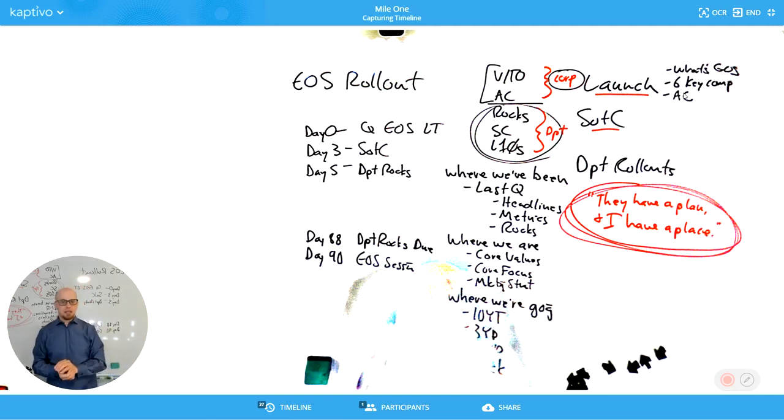So some teams start rolling this out right away, like right after Vision Building Day 2, they start pushing this stuff out. Some teams wait a while, and that's fine.